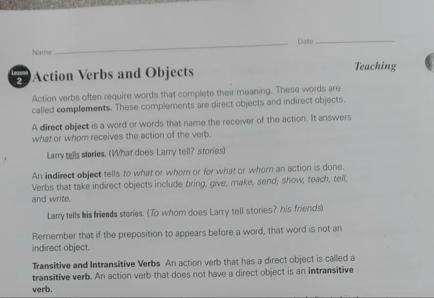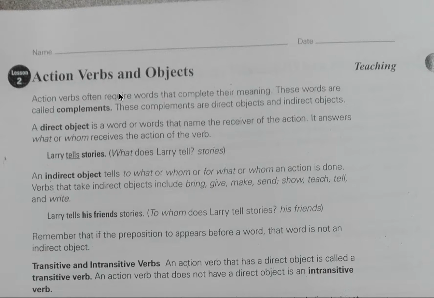So to figure out what the object is, the direct objects, you can ask questions like what or whom. On the example below, you can see Larry tells stories. What does Larry tell? Stories. So in our other example, Amanda eats cake. What does Amanda eat? Cake. An indirect object tells what or whom or for what or for whom an action is done.